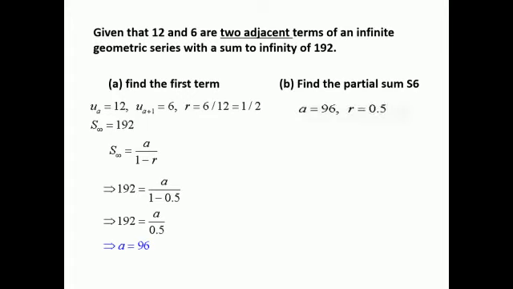Okay, that is S6 is equal to a into 1 minus r power n divided by 1 minus r. That is our old formula. This is not an infinite series because they ask you to find the sixth term, that means a finite number, you can see that. That time you can use the old formula, the sum of a geometric series, S is equal to a into 1 minus r power n divided by 1 minus r.